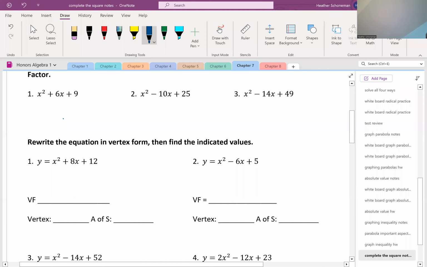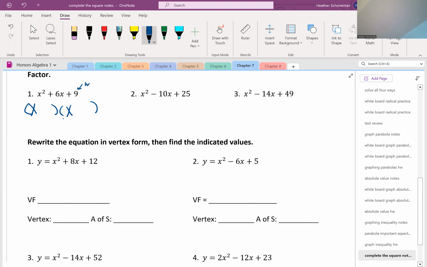Okay, so we are going to learn how to complete the square. But before we do that, we first have to look at something about factoring. If we were factoring these two, we know what to do. It's a trinomial with the leading coefficient of 1. So I'm going to go straight to my two parentheses.